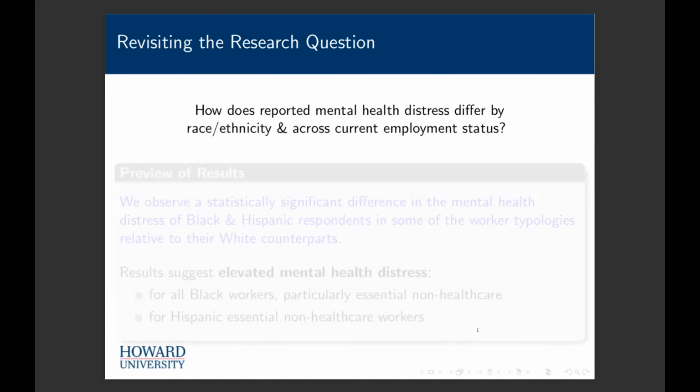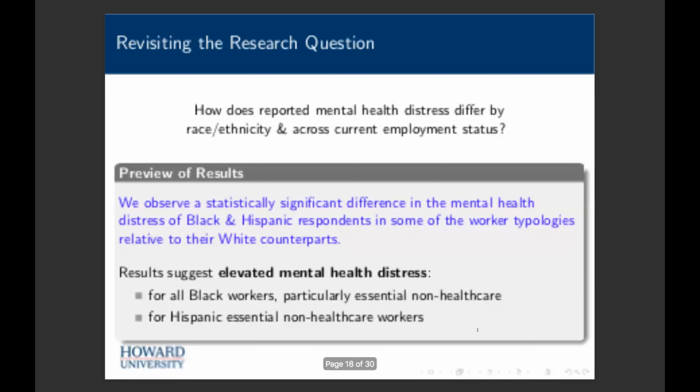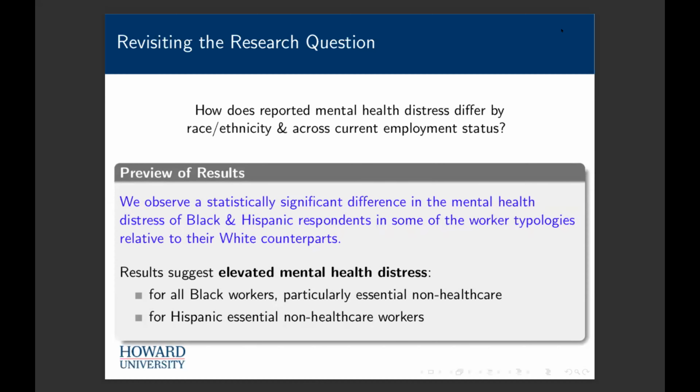So how does reported mental health distress differ by race, ethnicity, and across employment status? A preview of results, and then I'll get a little bit more in depth: we observe a statistically significant difference in the mental health distress of Black and Hispanic respondents in some of the worker typologies relative to white counterparts. Results suggest elevated mental health distress for all Black workers, but particularly essential non-healthcare workers, and for Hispanic essential non-healthcare workers. And this follows what our intuition was, that essential non-healthcare workers are typically lower paid workers, in frontline industries, and have higher levels of exposure.